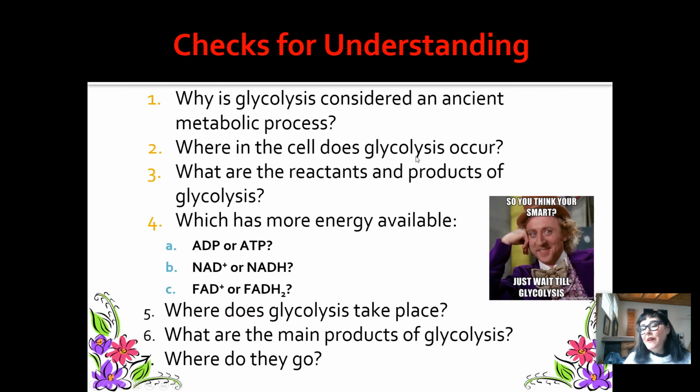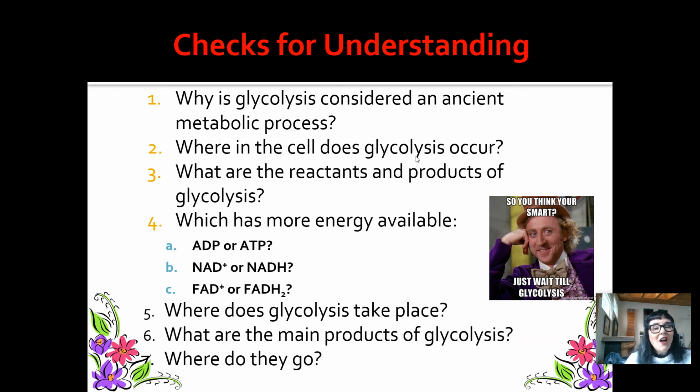Okay, so again, we're doing some intermediary checks for understanding. So number 1, why is glycolysis considered an ancient metabolic process? Where in the cell does it occur? What are the reactants and products of glycolysis? Okay, which has more energy available? And keep in mind, as you break something down, you're releasing energy. So what has more energy, ADP or ATP? What about NAD plus or NADH?